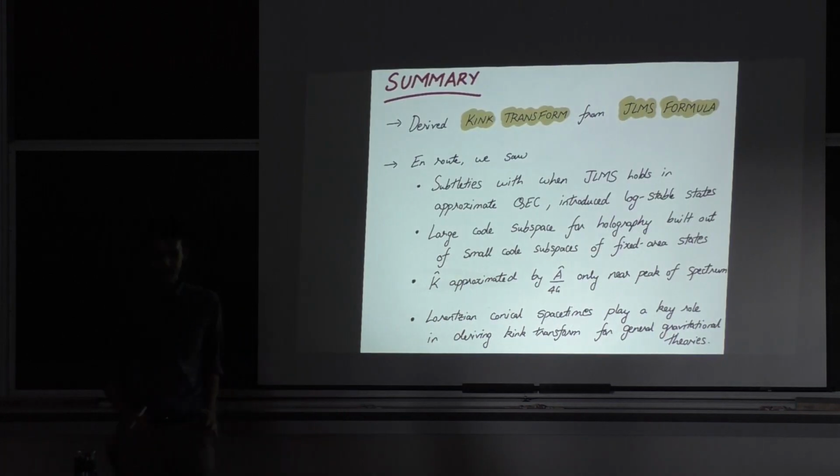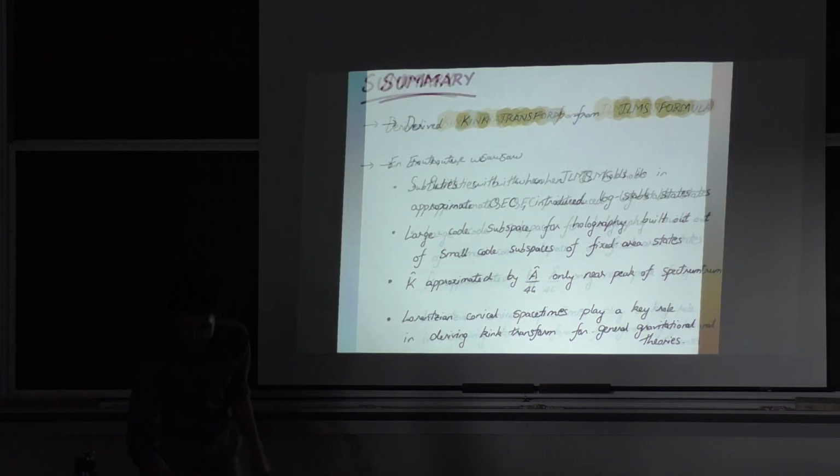So with that, let me summarize. What I've told you about today is deriving the kink transform from the JLMS formula. And en route, we saw various subtleties. We saw subtleties with when JLMS holds as an approximate quantum error correction, and we introduced these nice states where it works. We built up a large code subspace for holography, which involved fixed area states. We showed that the modular Hamiltonian is only approximated by the area operator near the peak of the spectrum. And Lorentzian conical spacetimes were useful in deriving this kink transform for arbitrary theories. So with that, I'd like to thank you.